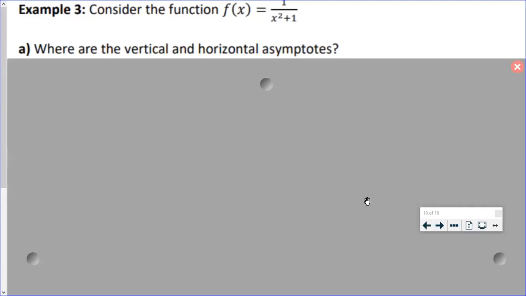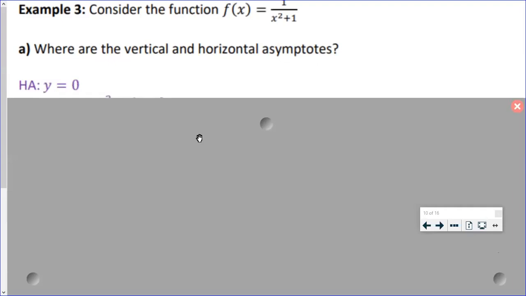Now, let's consider this function, a very simple quadratic function where the degree of the denominator is greater than the degree of the numerator. So right away, we know the horizontal asymptote is y is equal to 0. This is one of the most popular horizontal asymptotes that you will see in many different graphs, because the degree of the numerator is often less than the degree of the denominator.